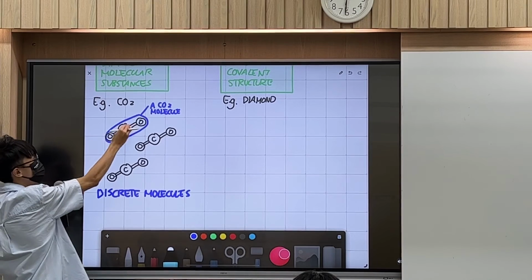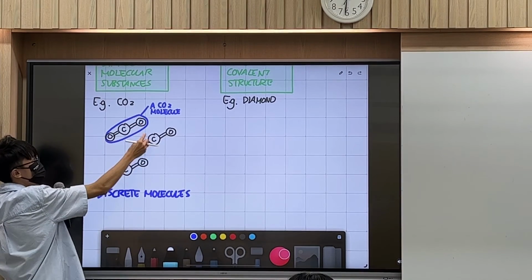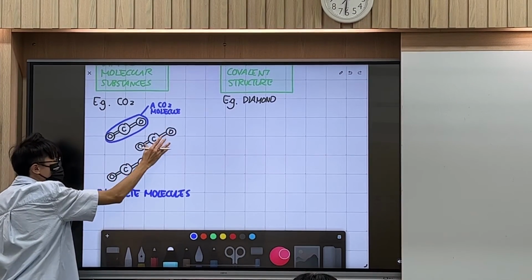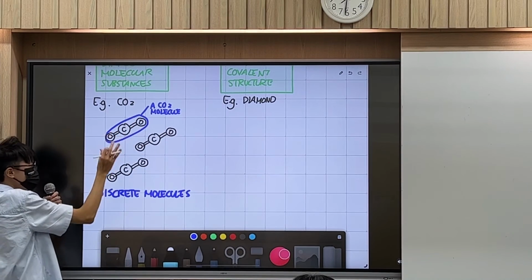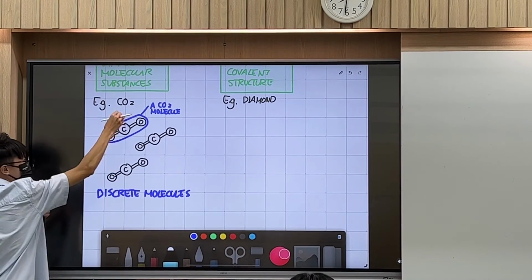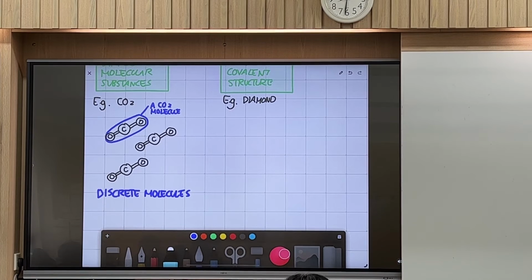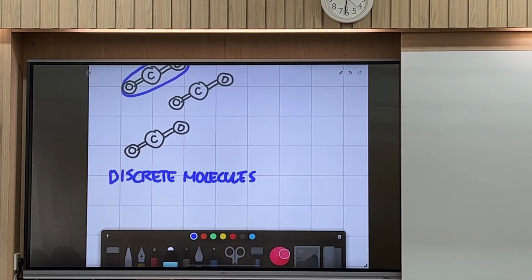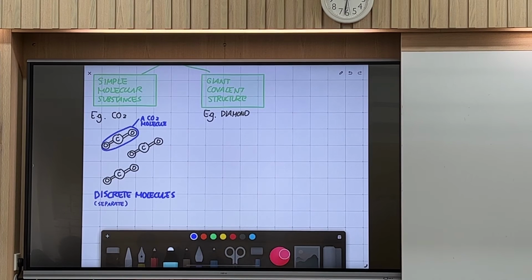This CO2 is not bonded by some very strong attraction to another CO2. Discrete, separate. Does that apply to all gases? Yes. If you don't like the word discrete, you can write separate. It means the same thing. So, separate molecules. What about diamond?